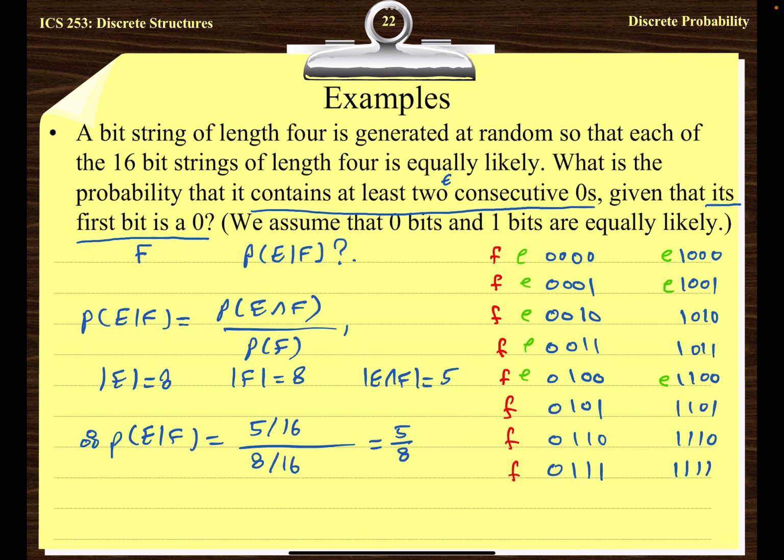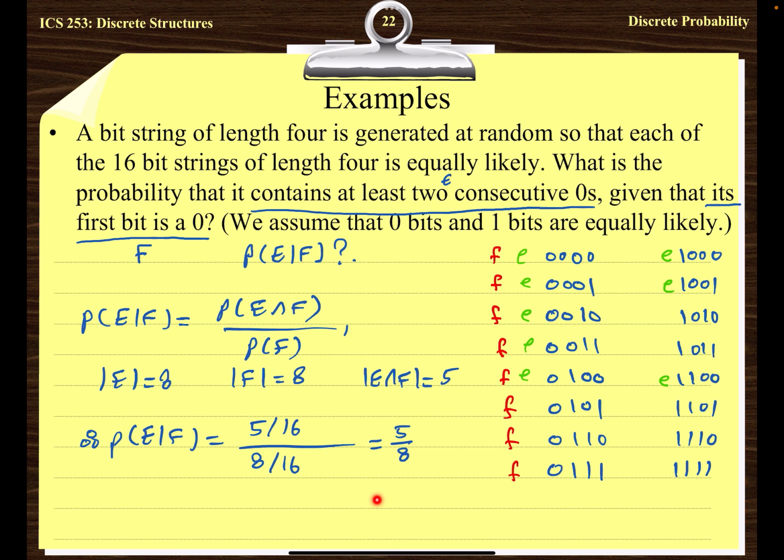So basically here, what do we have? We have event F, which is represented by all these outcomes, has occurred, right? Given that event F has occurred, what is the probability of event E, which is having 2 consecutive zeros? Well, since in this column we have 5 outcomes that have at least 2 consecutive zeros, the probability is 5/8, which is exactly the same as what we have. Is that clear, guys? Yes, go ahead.